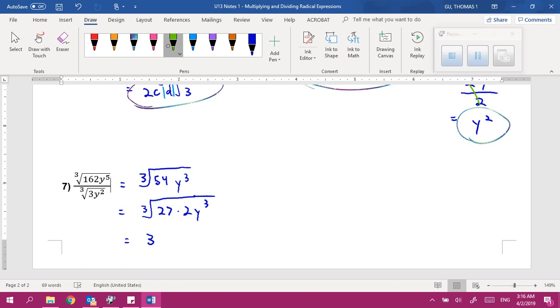Okay, so goodbye 27. And then y cubed, 3 divided by this 3 right here is just 1. So there's going to be y to the 1 on the outside. So this y cubed is gone. And what's left on the inside? Cube root of 2, because I didn't use that 2. So there it is. And this is my final answer. 3y times the cube root of 2.